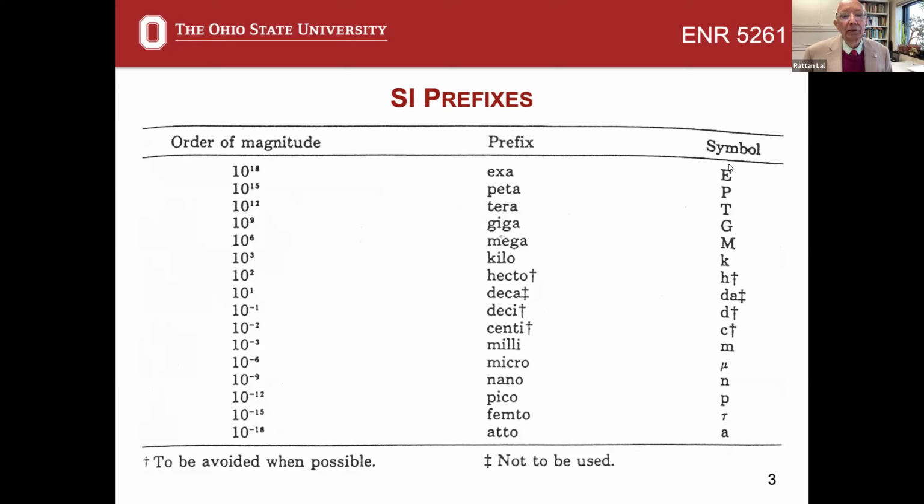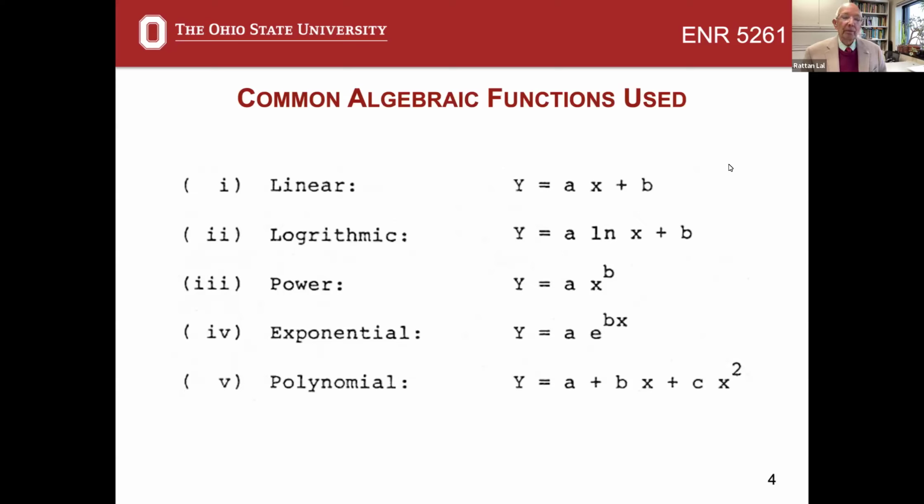And then kilo 10 to the 3, deca, hecto 10 to the 2. Hectare is a common term we use. And centi, milli, micro, nano. We use up to nano quite a lot. So be familiar with these symbols and prefixes of the numerical figures that we will use in this class.